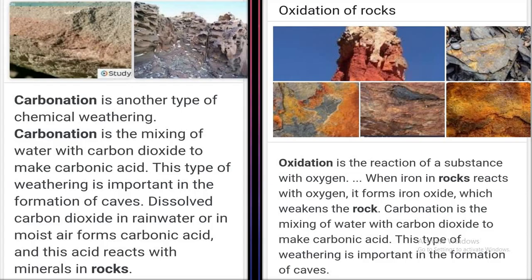Look into the picture. The oxidation. You can see the rusting of iron on the outer layer of the rocks. So, slowly, it just disintegrates, breaks down.